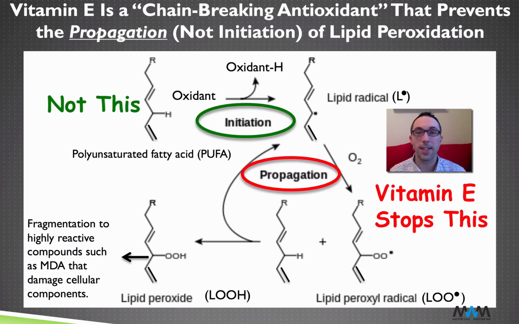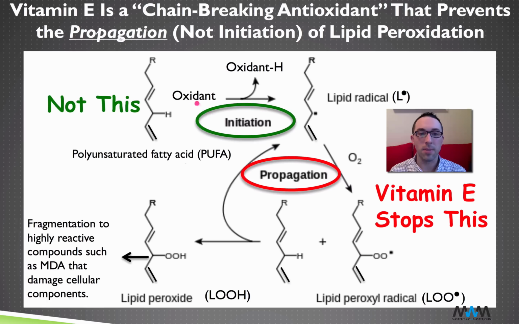Vitamin E is known as a chain-breaking antioxidant, and that's because it breaks the lipid peroxidation chain reaction, but it doesn't stop the initiation stage. Because of its chemical structure and where it's positioned in the membrane, vitamin E has very high affinity for the lipid peroxyl radical. In fact, even though there's a lot less vitamin E in a membrane than there is PUFA, vitamin E is 1,000 times more likely to react with a lipid peroxyl radical.